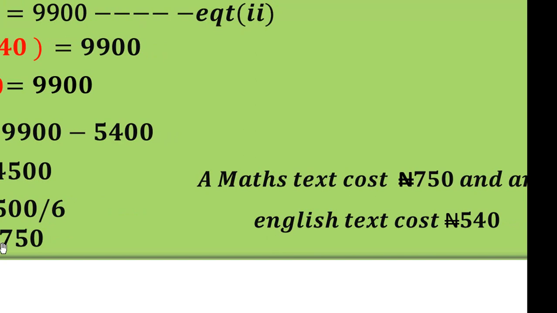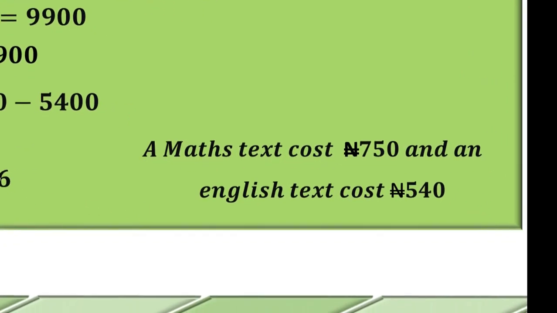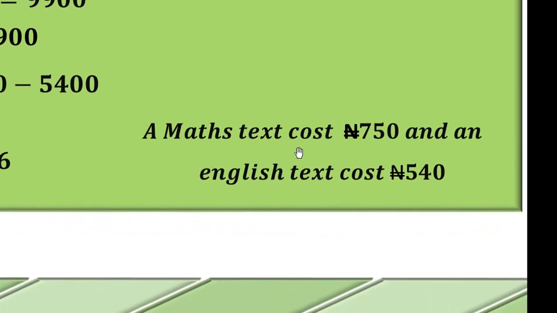So it means that the cost of one mathematics textbook is 750 naira. So a maths textbook costs 750 naira, and an English textbook costs 540 naira.